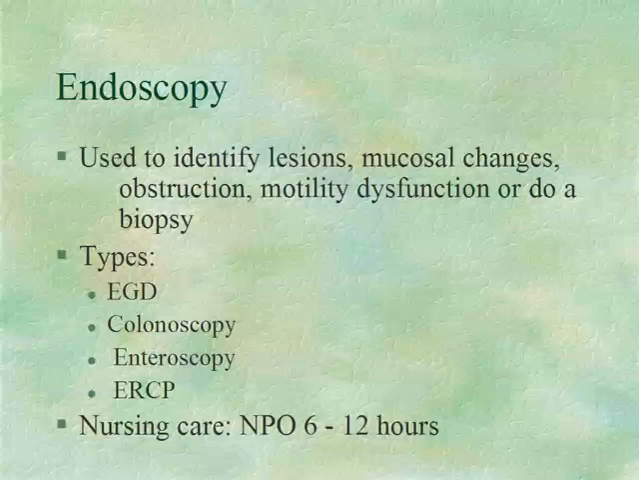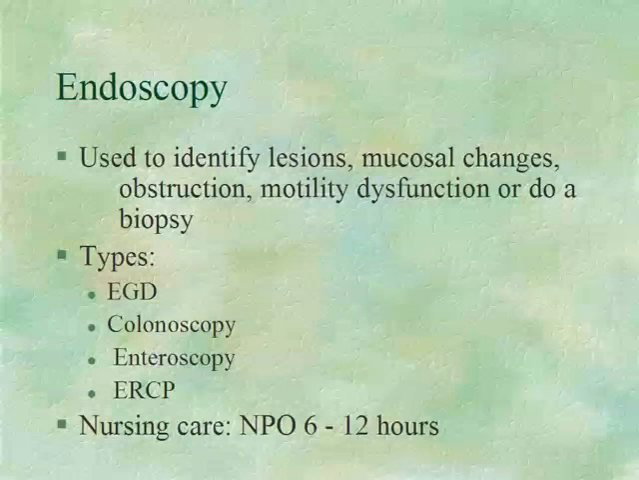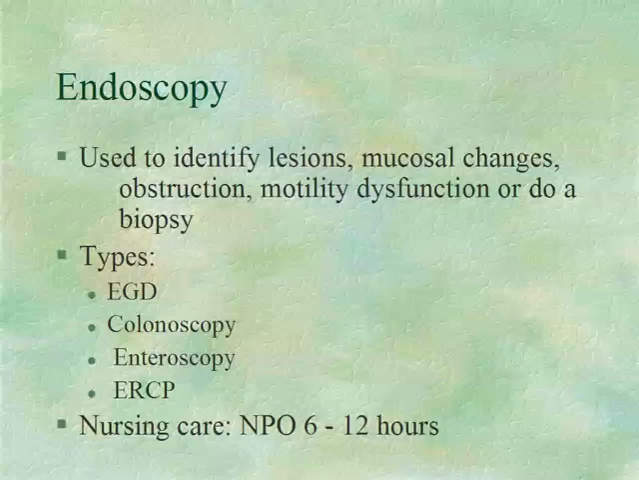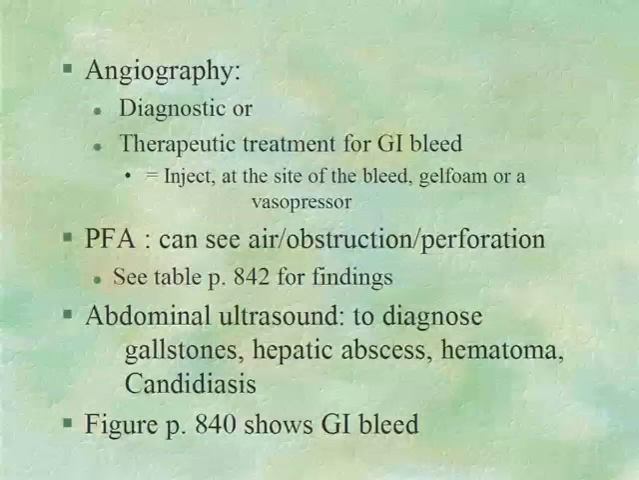Nursing care for endoscopies, they'll be NPO for 6 to 12 hours. The lower GI portion needs a bowel prep ahead of time. Most of these can be done at the bedside. Some of the risks that go along with these are bleeding, aspiration, perforation, vasovagal stimulation, and oversedation. Signs of perforation that can occur would be abdominal pain, distension, GI bleed, and fever that's unexplained.